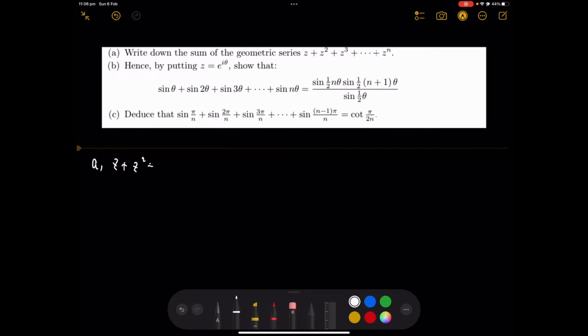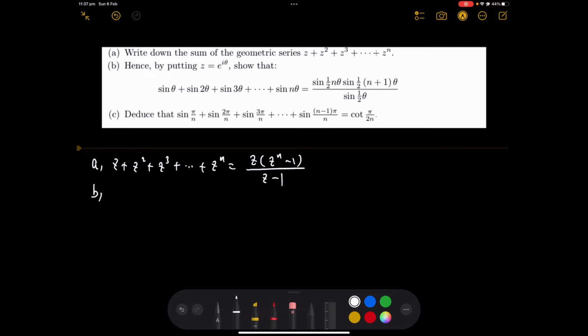Z plus Z squared plus Z cubed all the way to Z^n is equal to Z times (Z^n minus 1) over (Z minus 1). So that's just a formula. Okay, question B. Using that, and also letting Z equal to e^(iθ), prove sin θ plus sin 2θ plus sin 3θ, dot dot dot, until sin nθ equals the right-hand side.